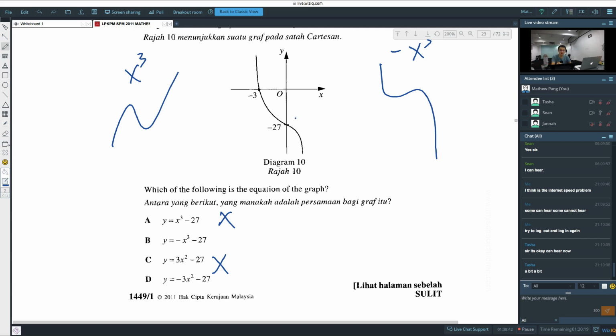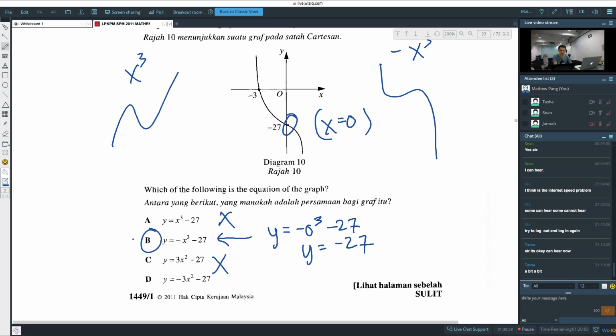Then we have to find the y-intercept. How to find the y-intercept? Make x equal to 0. If I substitute x equals 0, y equals negative 0 cubed minus 27, so y is negative 27. So it's correct. Let's have a look at D.